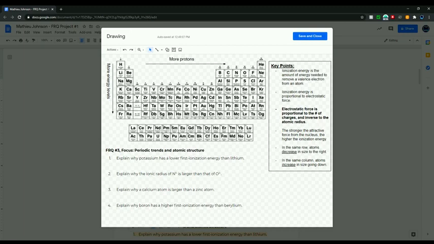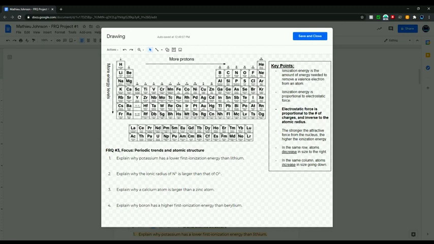Number 2. Explain why the ionic radius of nitrogen 3- is larger than that of oxygen 2-. Both ions have the same amount of electrons, but the nucleus of the oxygen ion has more protons than the nucleus of the nitrogen. Since the electrostatic attraction is based on the number of protons, the force is weaker in the nitrogen ion because it has fewer protons. This means the electrons are not pulled in as close, which increases the radius.